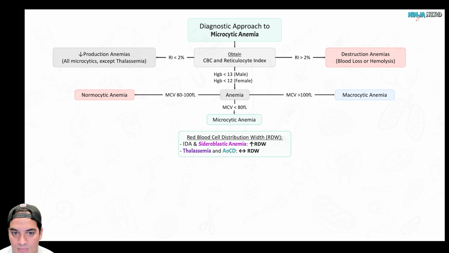All right. We got our CBC. We see the hemoglobin. It suggests anemia. MCV, less than 80. Almost all of the microcytic anemias should have a retic index less than 2. Out of all of these, which one should have an increased RDW? IDA and sideroblastic. Which ones have a normal one? Anemia of chronic disease and thalassemia. But what's the best test to really go with here?